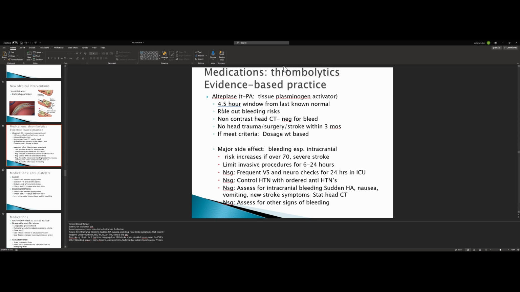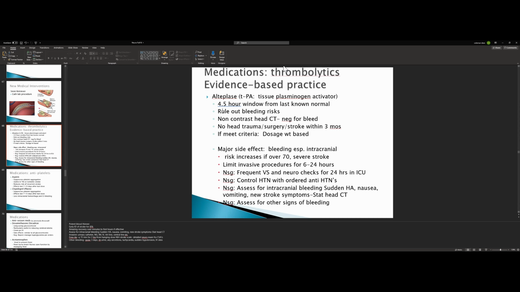No head trauma surgery or previous stroke within 3 months, and dosage is weight-based. It's 0.9 milligrams per kilogram with a max dose of 90 milligrams, and 10% of the dose being given in a bolus over 1 minute and the remainder of the dose over an hour. You do not need to remember that.